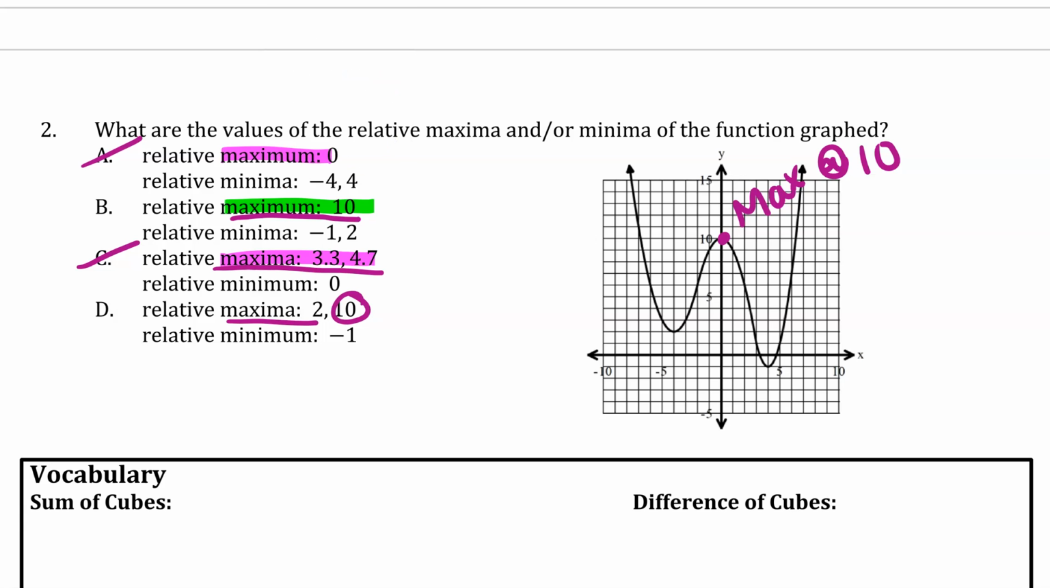And then D says maxima, as in plural. So I kept it just to kind of talk to you guys about it. If there's 2 of them and you really only see one maximum, like, get rid of that guy. It's definitely B. And then you can go ahead and check your minima and see that there's 2 minima, and there are. There's one right here at 2, awesome, and then there's one right here at -1, awesome, so it's B.